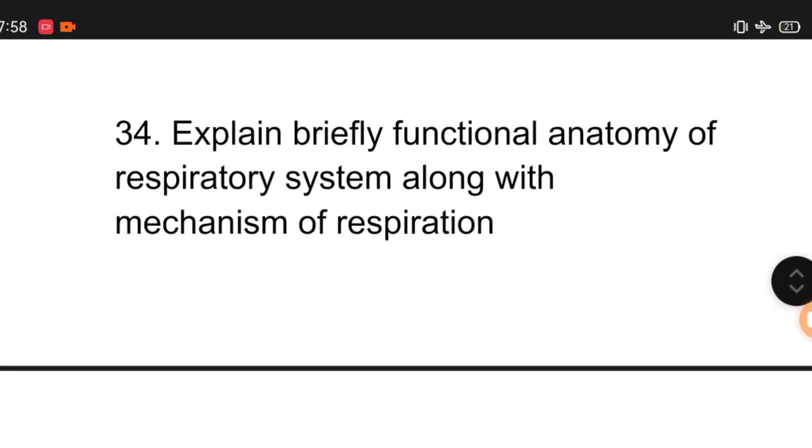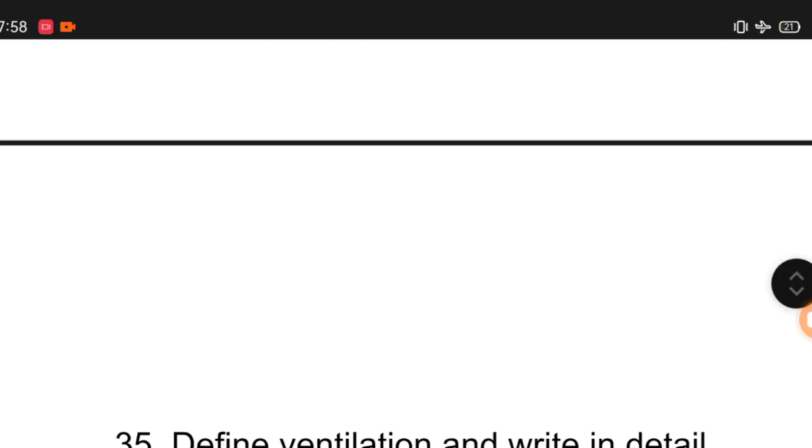Next question, explain briefly the functional anatomy of the respiratory system along with the mechanism of respiration. Write the location of the respiratory system, which organs are present, surface, and borders. And the mechanism, how it is performed: inspiration, expiration time, partial pressure of oxygen, partial pressure of carbon dioxide, that you can write, or you can mention a sigmoid curve like this.